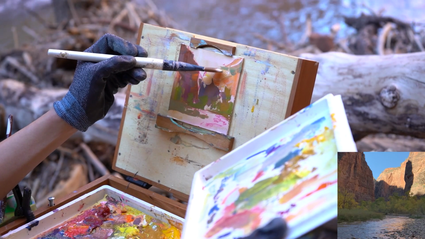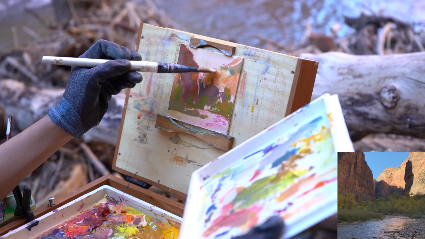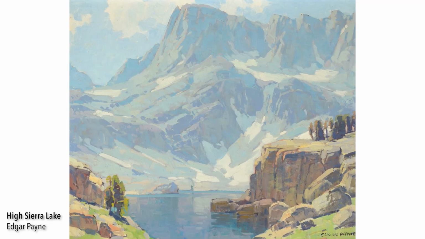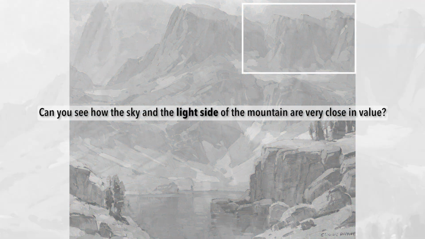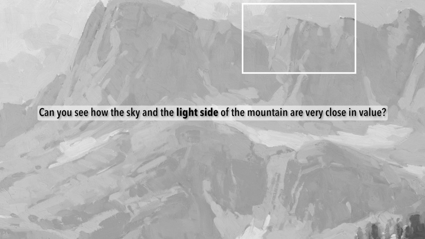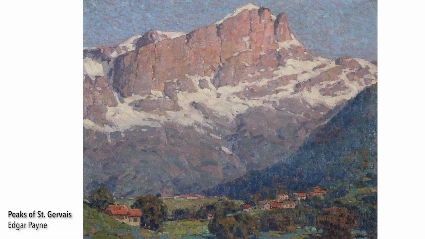Now, I consider this a more advanced technique, and actually painters like Edgar Payne do this a lot in their paintings. If you observe his paintings, a lot of the times his sky will be the same value as the light side of his mountains. And I'll turn this painting black and white right now to prove it to you. I didn't actually realize this until studying his paintings a little bit more in depth.